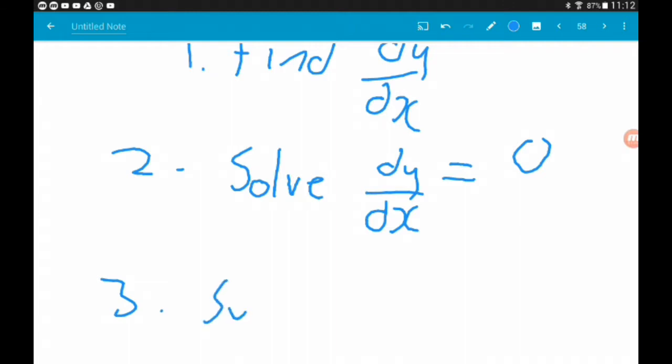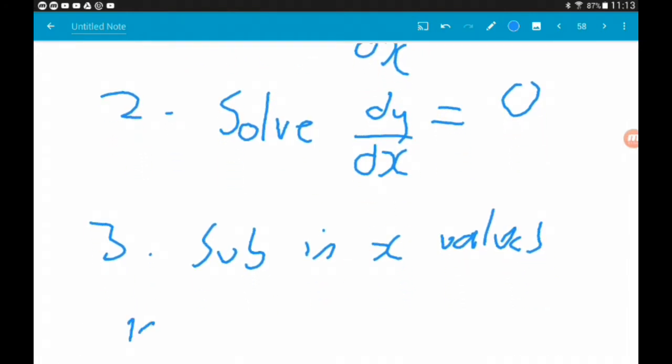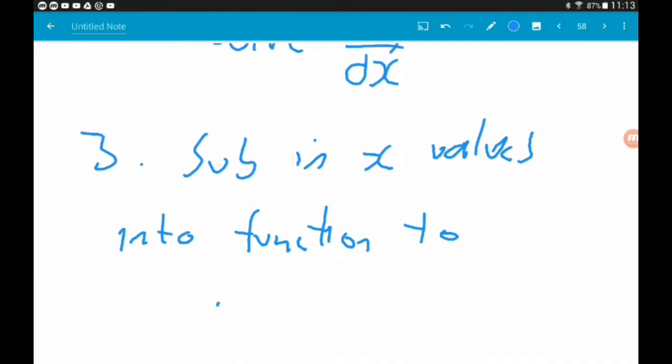So, sub in x values. You sub those into the actual function, not dy by dx. Remember, if you sub them into dy by dx, you will just get 0, because we are finding the x-coordinates that make the gradient 0. So sub the x values into the function to get the y values.